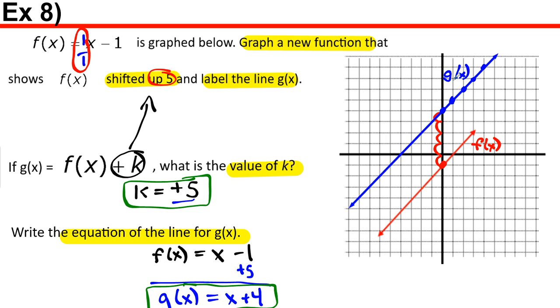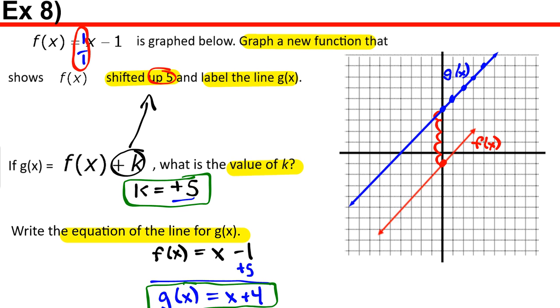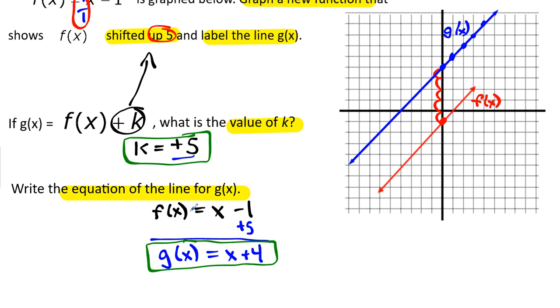Then we found the k value. Well, the k value was just that vertical transformation. So since we went up 5, it's positive 5. And then we use that k value to add to our original function and got our new function for g of x, x plus 4.